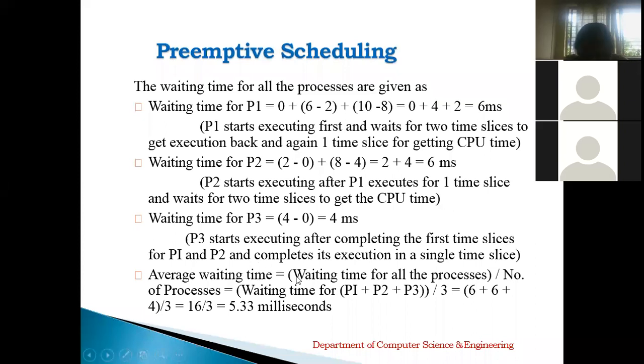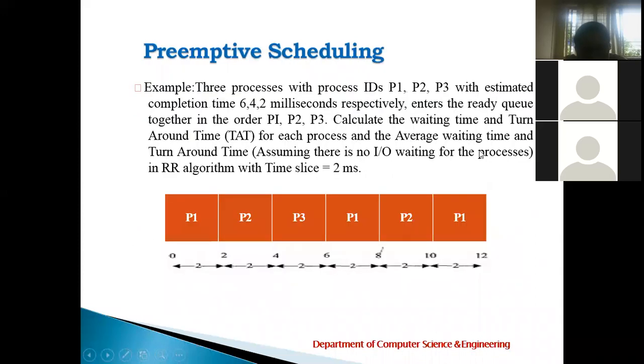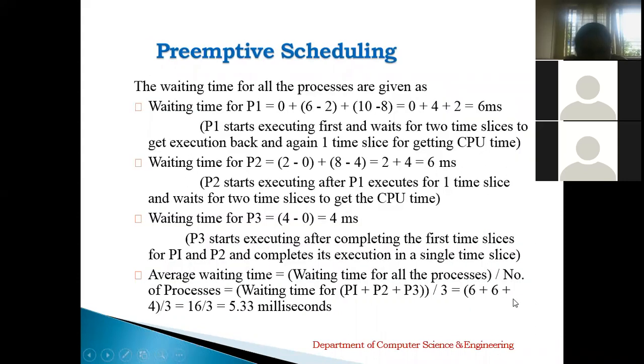So what is the question they had asked? Average waiting time. How will you calculate it? Add all the waiting times of all 3 processes and divide by 3. So this is what they have done: 6 plus 6 plus 4 divided by 3. On average, each will be waiting for 5.33 milliseconds.